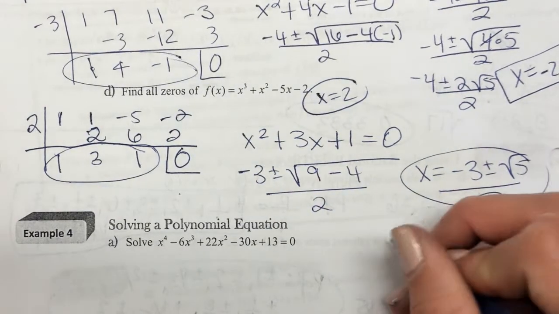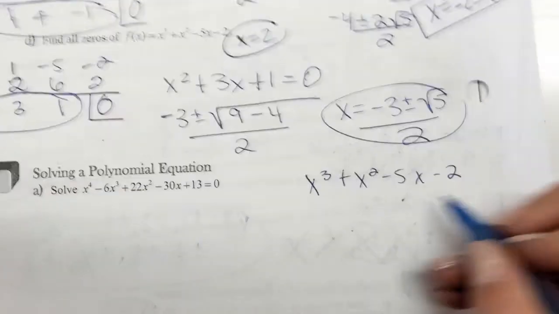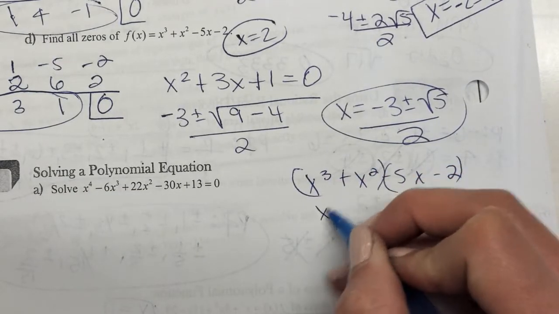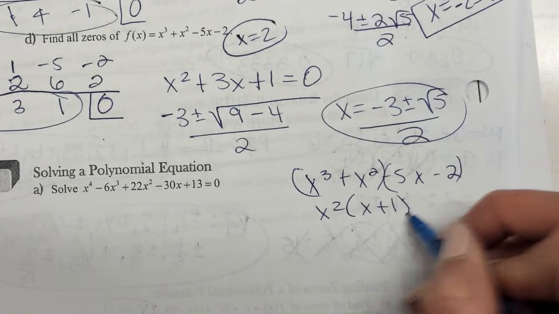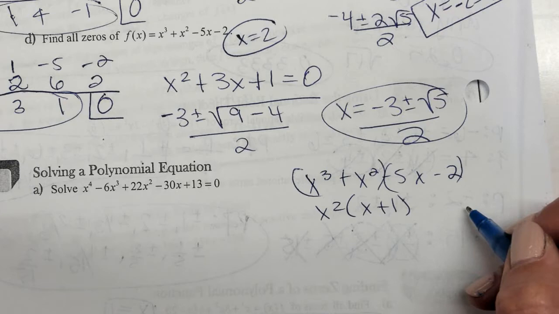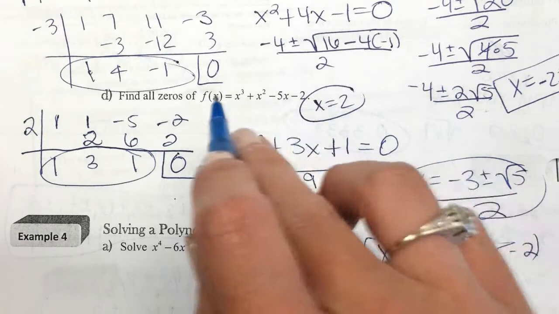Let me bring this one down here. If I was going to group this, tell me what I could take out of these two. X squared, so I'd have x plus 1. Would this work out right here? Everybody see that? That's why we have to do these this ugly way, because these are polynomials that cannot be factored.